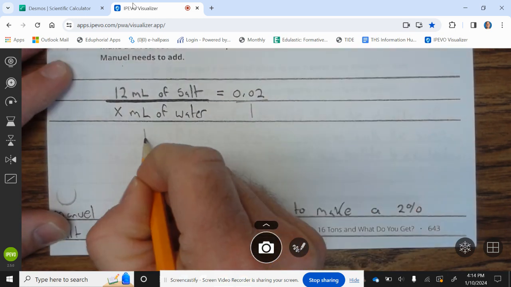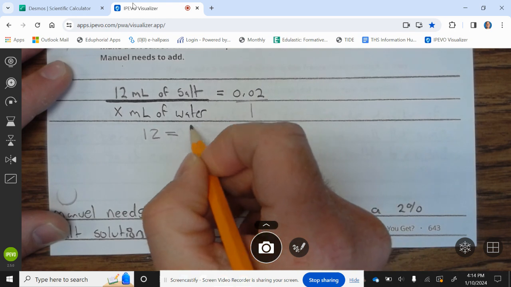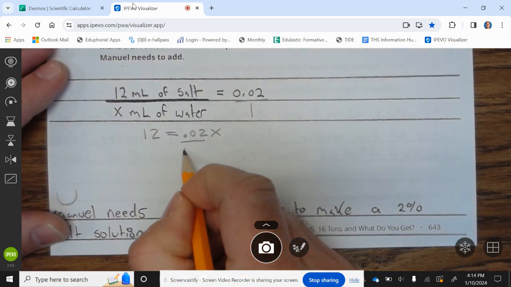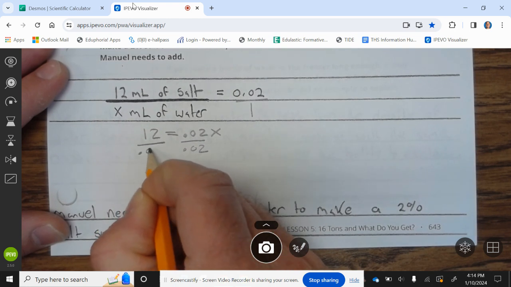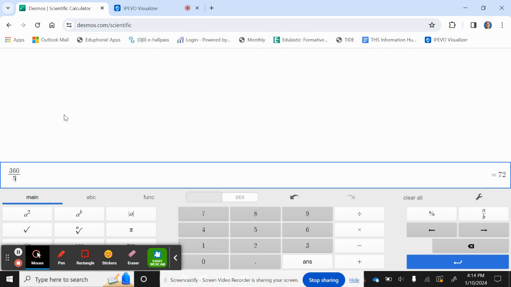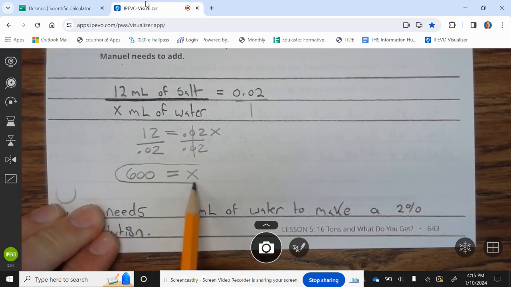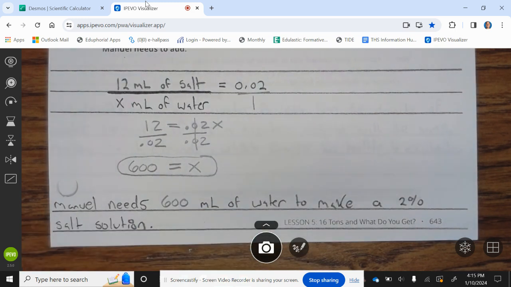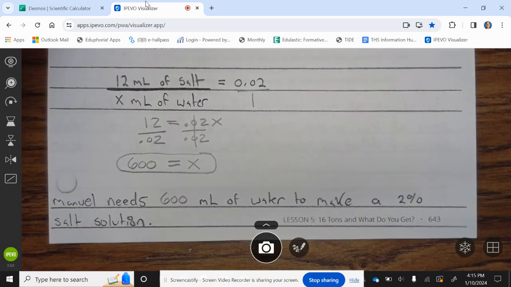So 12 times 1 is 12 equals X times 0.02, which is 0.02X. Okay, we're going to divide both sides by 0.02. That becomes 1. X equals 12 divided by 0.02, which is 600. Manuel needs 600 milliliters of water to make a 2% salt solution. Well, let's take a look at the next page.